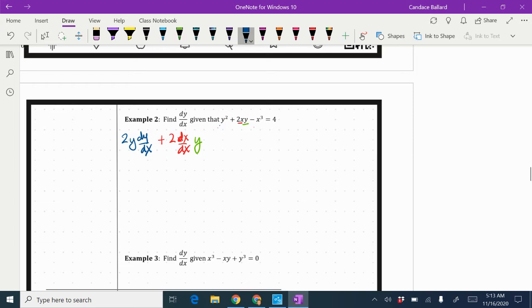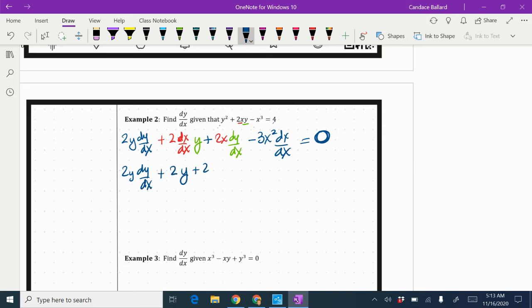And then I'm going to keep the green the way it is. And then I'm going to keep the red the way it is, 2x. And then the derivative of the y is 1 dy/dx. And then the derivative of negative x cubed would be negative 3x squared dx/dx. And the derivative of 4 equals 0. I'm going to write a line to get rid of my dx/dx's. So we've got 2y dy/dx plus 2y plus 2x dy/dx minus 3x squared equals 0.